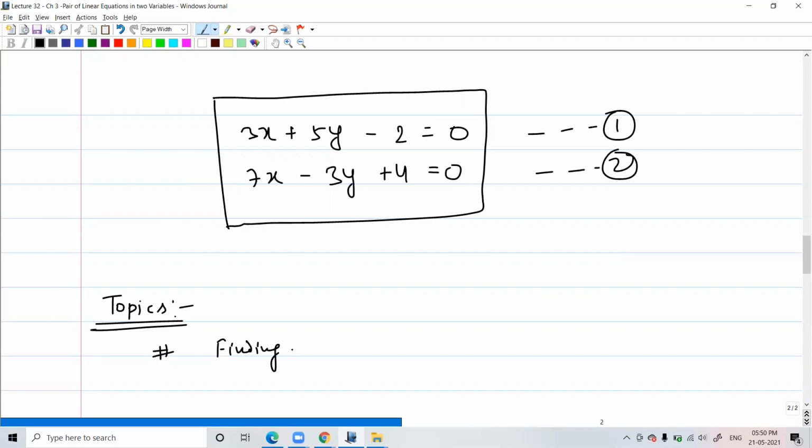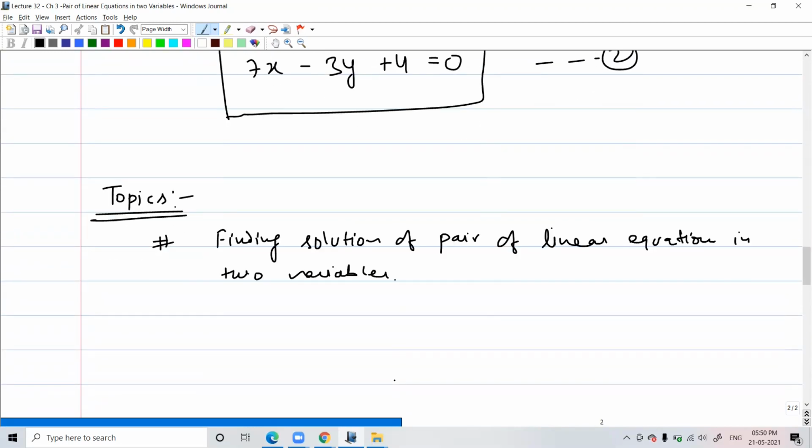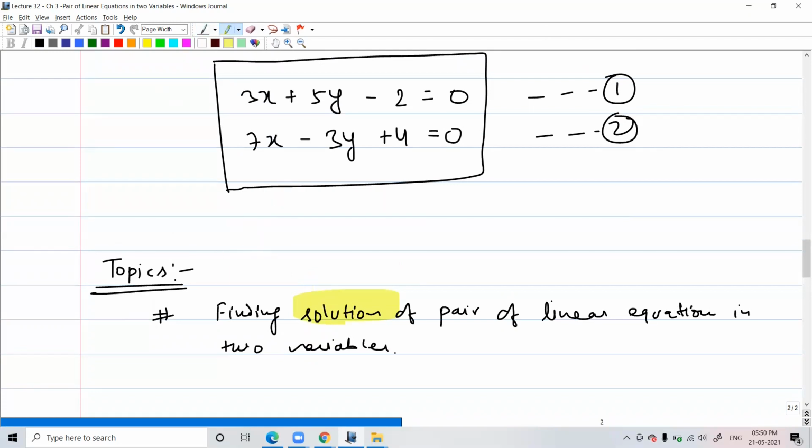We are going to learn how to find the solution of a pair of linear equations in two variables. And I will explain what it means to say the solution. What is the solution of these two? If I say that these are two linear equations in two variables, it has a solution.